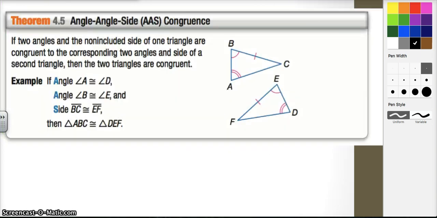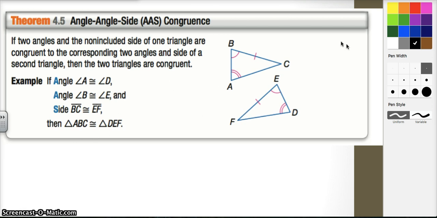This next one, if you notice, is not a postulate. It's not something we just hold to be true. It's something we can prove, because it's a theorem, and this theorem is called the angle-angle-side congruence theorem. It's important to look at the order in which this happens. If you have one angle, then next to it another angle, and just after that a side, congruent to the same consecutive arrangement in another triangle, an angle, another angle, and then a side, then you can say the two triangles are congruent.